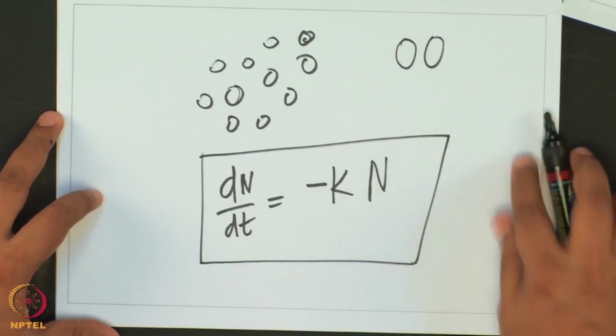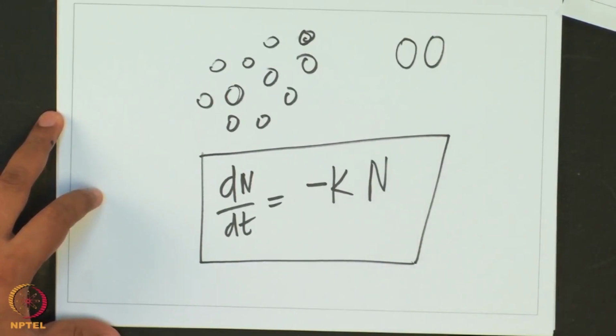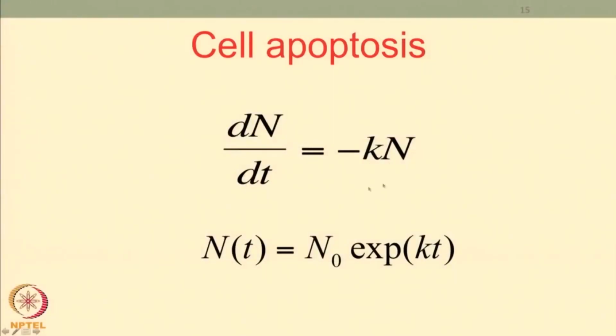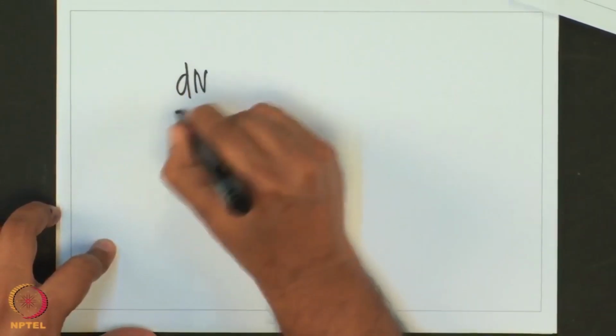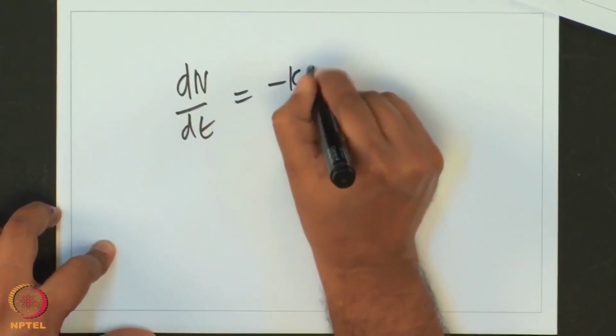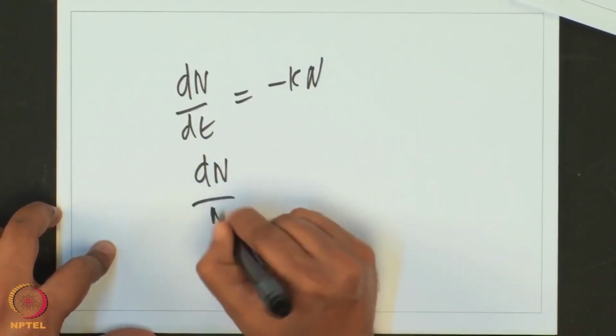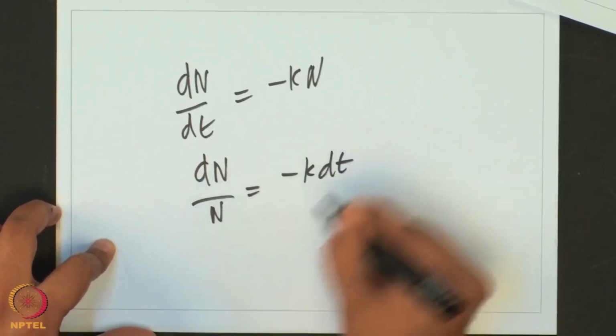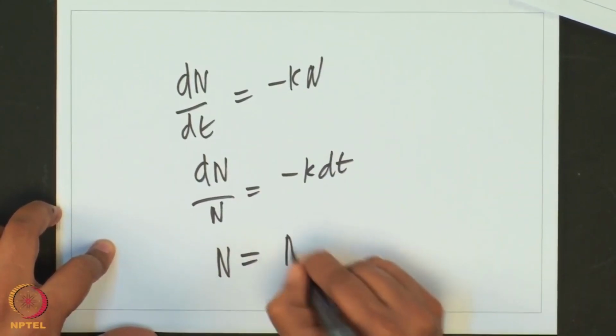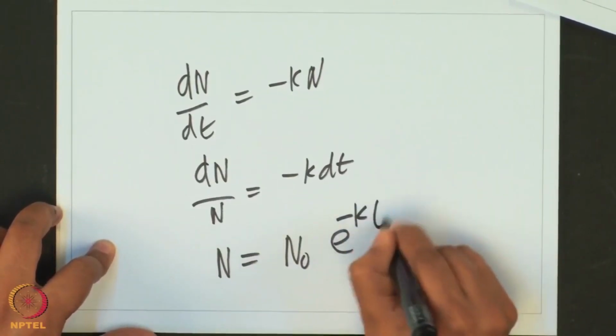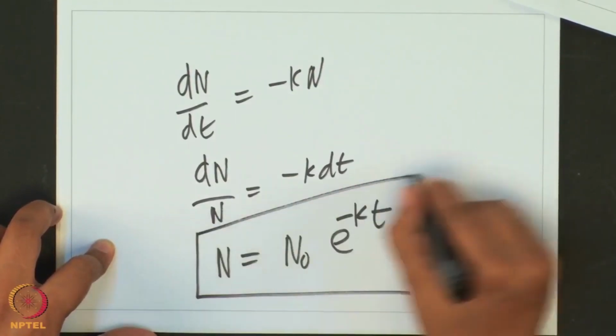And if you have such an equation, you would get dn by dt is equal to minus kn, and there was a mistake here, it should be a minus sign. In a similar way you could do this calculation and show that if you have dn by dt is equal to minus kn, I could write dn by n is equal to minus k dt, and you would get that n is equal to n0 e power minus kt. So this is exponential decay.